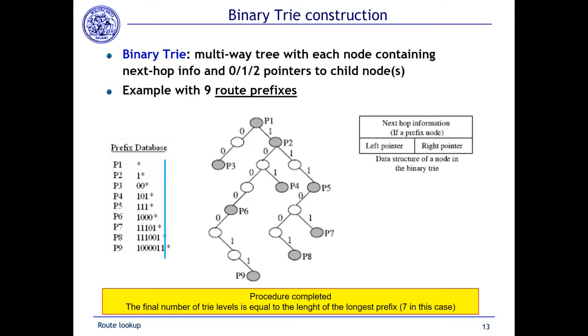And the final number of levels that we have in the tree is equal to the number of bits of the longest prefix. In this case, we have seven levels. 1, 2, 3, 4, 5, 6, 7, because the longest prefix has 7 bits. Okay. Actually, the number of nodes that you can count from the top to the bottom is 7 plus 1. But the number of levels, which corresponds to the number of edges on the longest path, is exactly equal to the number of bits of the longest prefix.